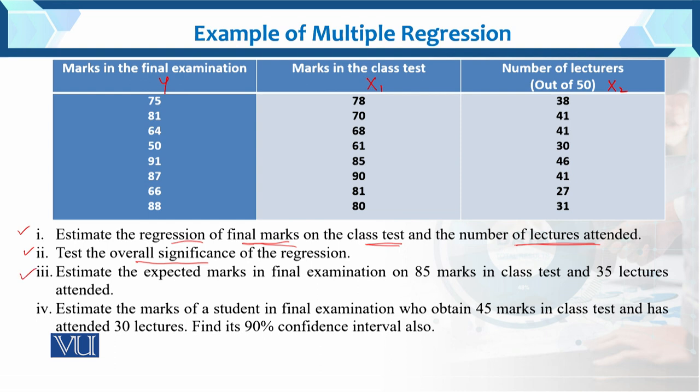Third part: estimate the expected number of final examination marks on 85 marks in the class test and 35 lectures he attended. Kya karna hai humne isme? Hum isme estimate karenge uske final examination ke marks jab uske class test mein honge 85 marks aur usne total 35 lectures attend kiye hue.